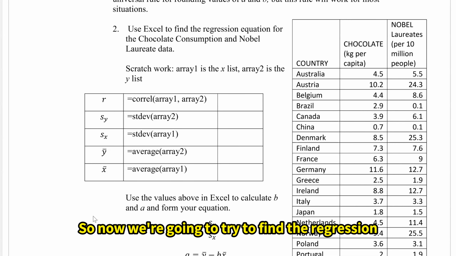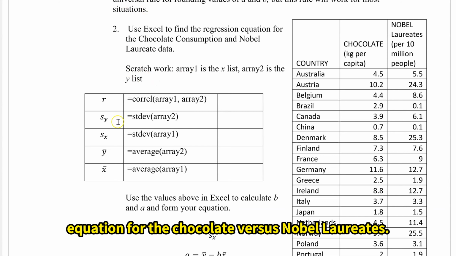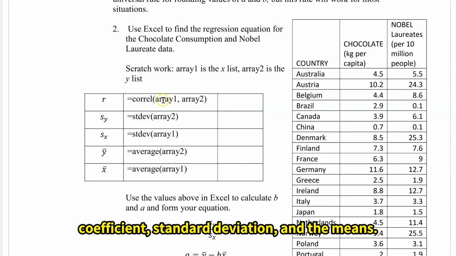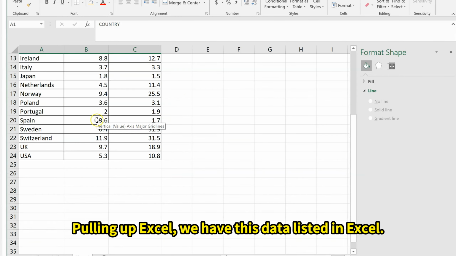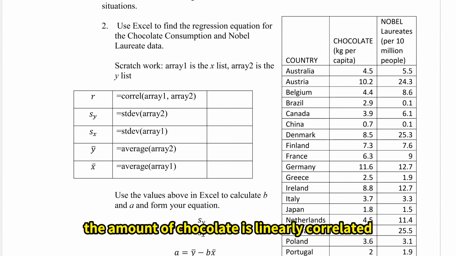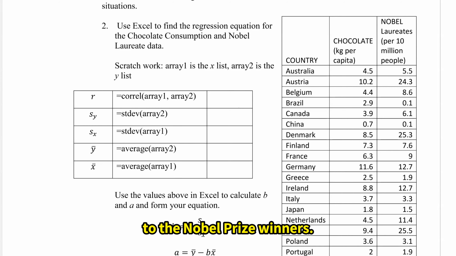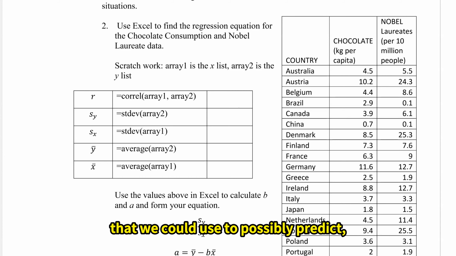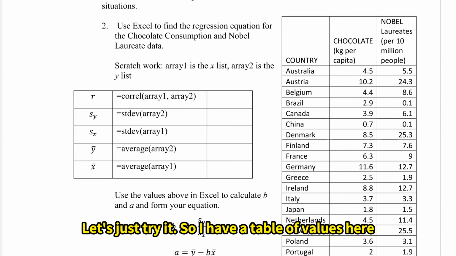So now we're going to try to find the regression equation for the chocolate versus Nobel laureates. We've got some formulas up here to remind you how to calculate the correlation coefficient, standard deviation, and the means. Pulling up Excel, we have this data listed in Excel. We ran a linear correlation test to determine that the amount of chocolate is linearly correlated to the Nobel Prize winners. Let's see if we can come up with a regression equation that we could use to possibly predict. Even if it is a silly connection, let's just try it.